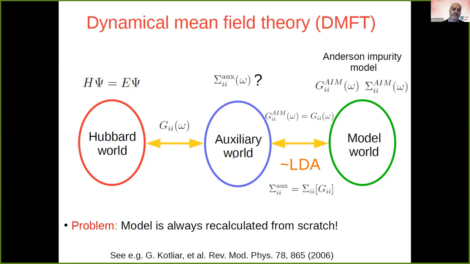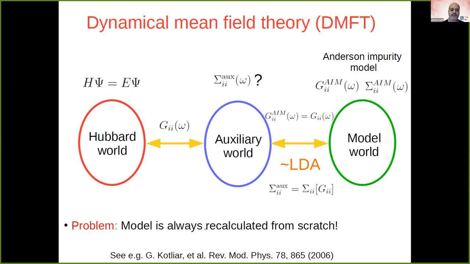So also in this case, we have to introduce an auxiliary world where we have a self-energy that in principle is not known. And then we need to approximate this self-energy of this auxiliary world. In the case of DMFT, we introduce a different model that is the Anderson impurity model, which we can solve. And from this model, we can obtain the local Green's function. And then we can connect the model and auxiliary world by asking that the local Green's function of the Anderson impurity model is equal to the local Green's function. And then we can obtain the auxiliary self-energy by making an approximation that is very close to the LDA, which is we assume that the functional dependence of the self-energy is just through this local Green's function. This is the approximation of single-site DMFT.